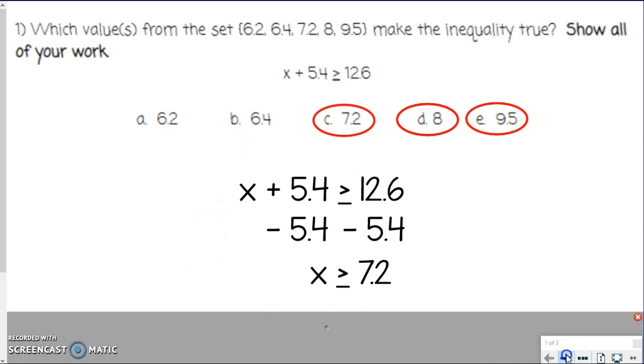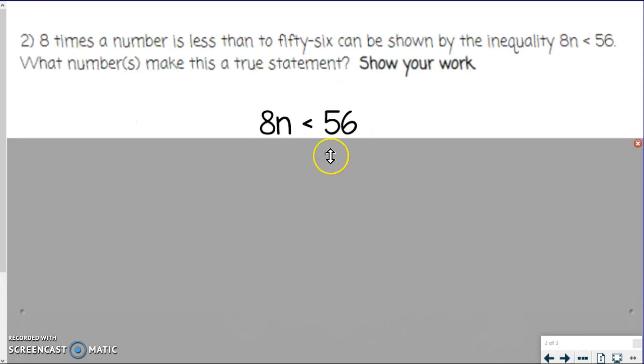Okay, let's try one more. So this one is showing something just a little different. It says 8 times a number is less than 56. This can be shown by the inequality 8n is less than 56, and what numbers or number make this a true statement. Show your work.